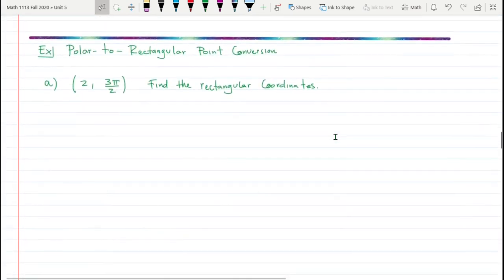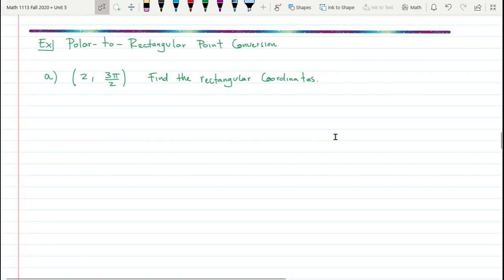Now, why did we need those relations? Well, because we want to be able to convert from polar to rectangular, and that's the point, really. So let's do this example. We want to find the rectangular coordinates of the point (2, 3π/2).